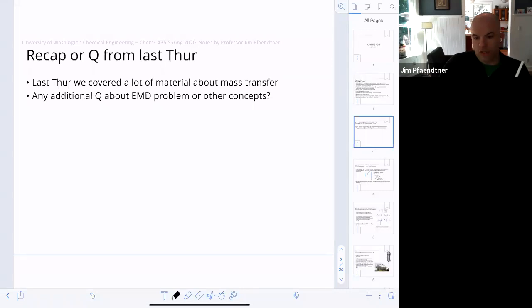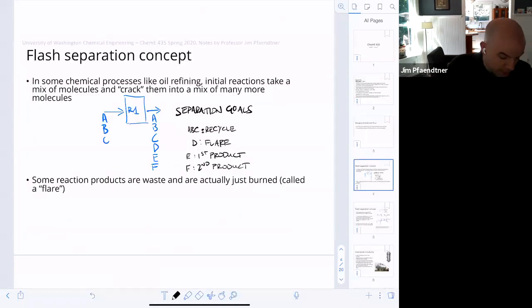Okay, I'm not seeing any additional questions coming in from the TAs or any of you in Zoom. So let's jump into today's content. We're going to talk about the big picture, the concept of what a flash separator is. Then I'm going to show you a couple of industrial examples of what they look like in a plant. And then we will get into the nuts and bolts of designing a flash separator.